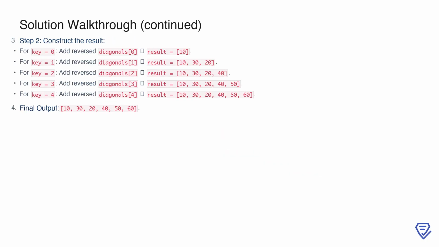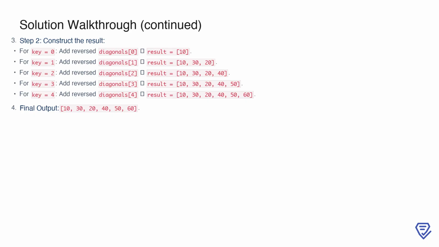To finalize the result, we process diagonals in ascending order of their keys. For key 0, the diagonal 10 is reversed and appended to the result, giving 10. For key 1, the diagonal 20, 30 is reversed to 30, 20, and added, resulting in 10, 30, 20. The diagonal 40 for key 2 is reversed and appended, updating the result to 10, 30, 20, 40.